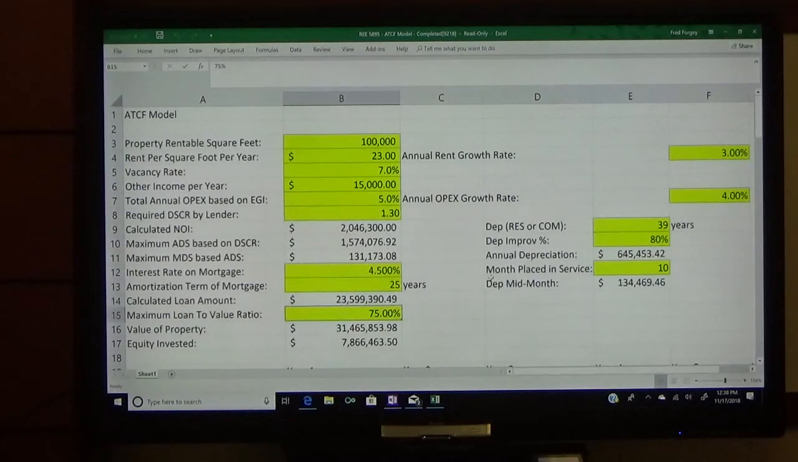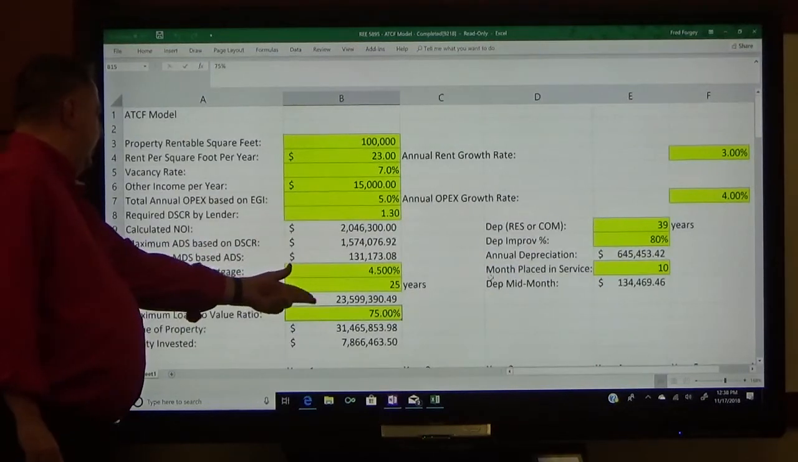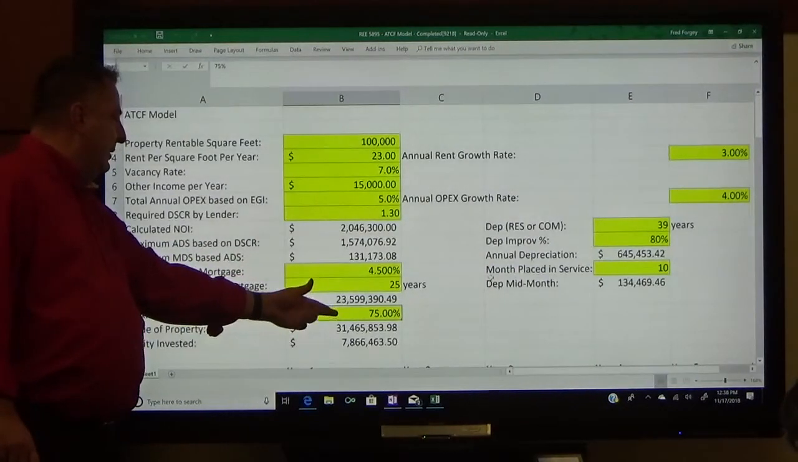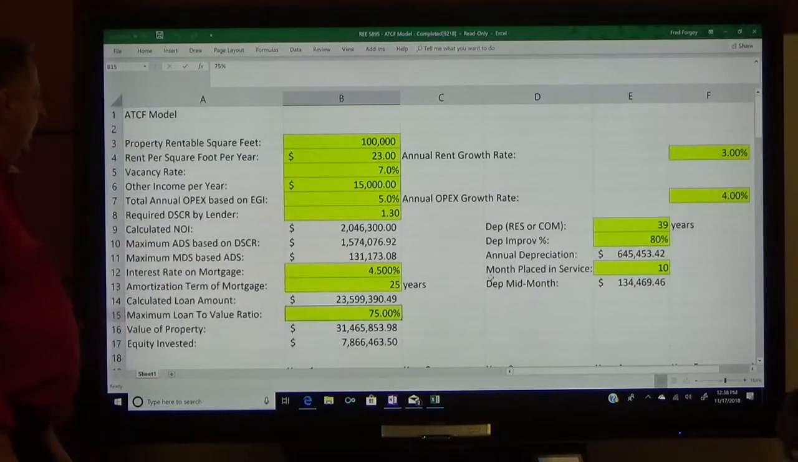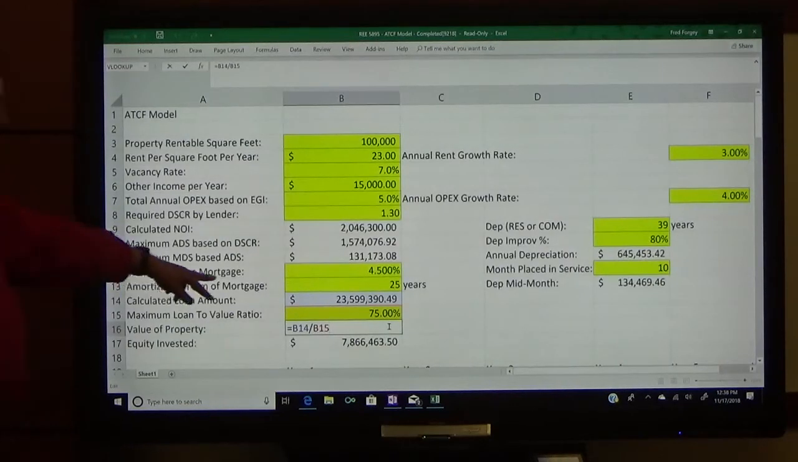Then we're going to back into the value of the property based on the maximum loan to value ratio. If we have a maximum loan to value ratio of 75%, to get the value of the property, we simply take the loan amount divided by 75%, and that gives us 31 million. Once again, all we're doing there is B14 divided by B15 to give us the value of the property.